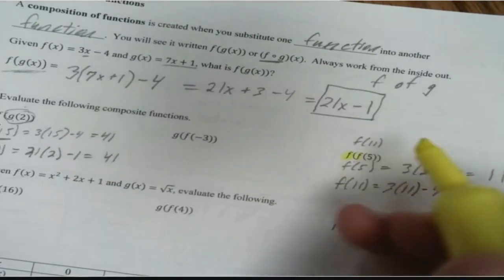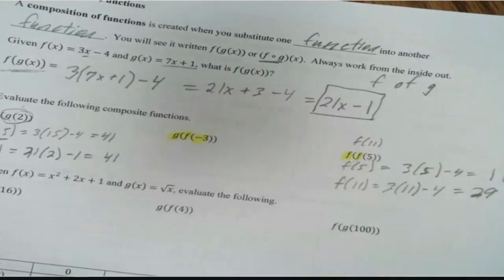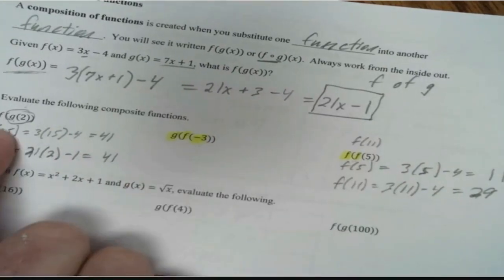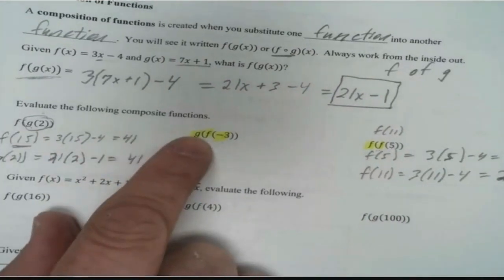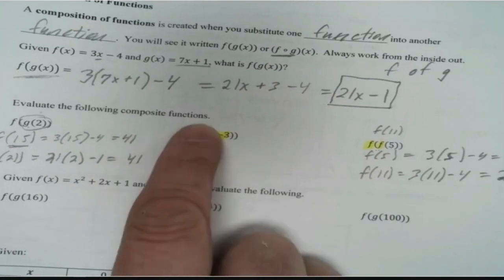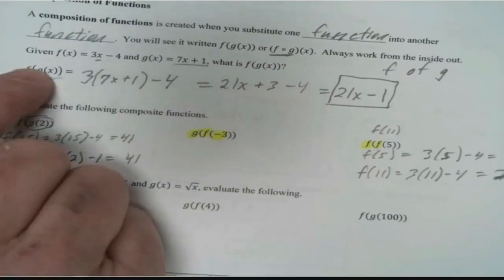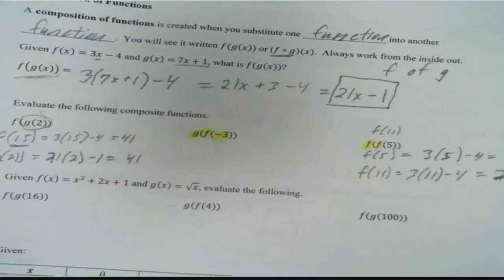to what they're doing. Now look at this one. G of f of negative 3. This one goes the opposite direction of this one. This was f of g. This one's g of f. So we have to substitute into f first and then substitute in the g, because we have not figured out what g of f is. This is f of g. That's different than g of f.